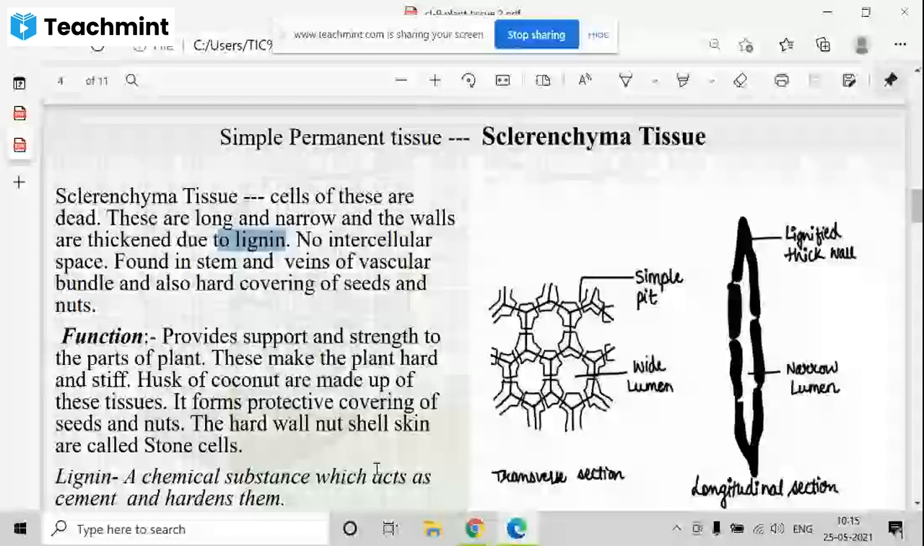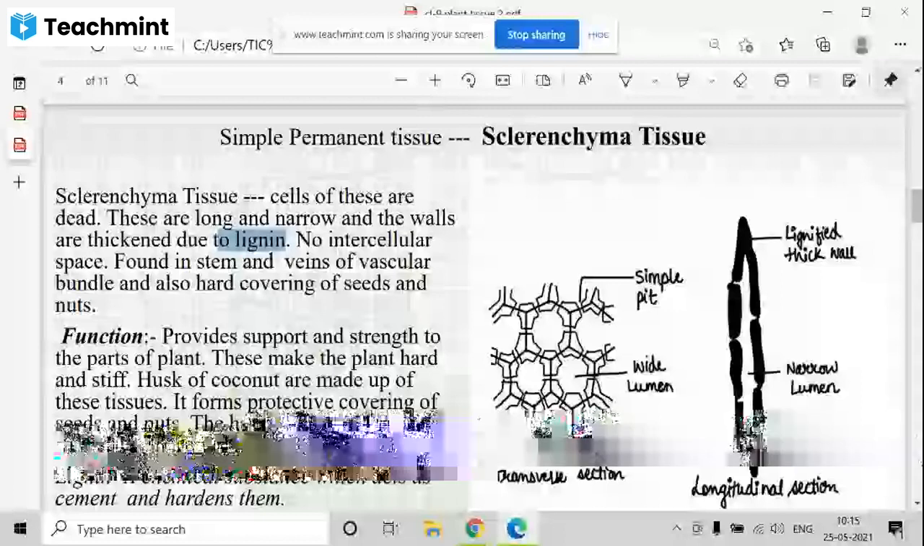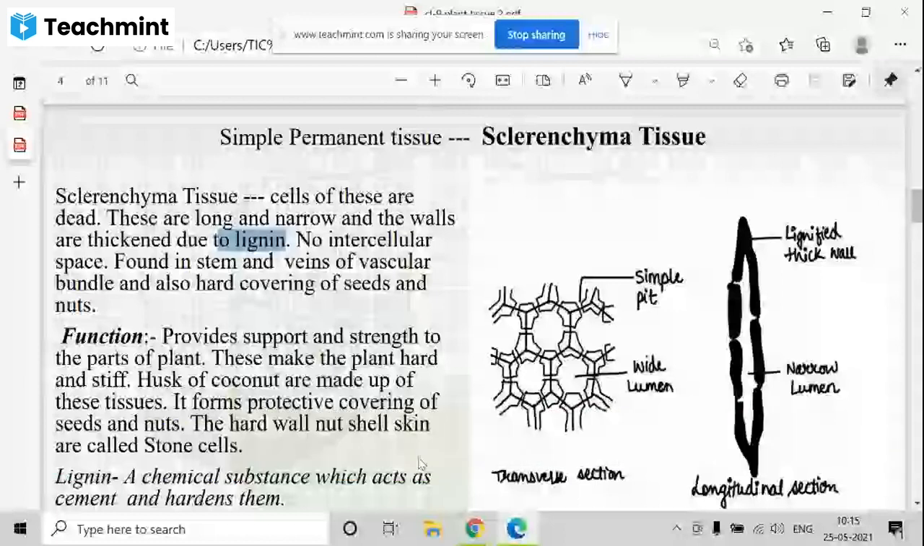Now, it forms a protective covering. These are permanent tissues. They were meristematic tissue, now they have attained a permanent stage. They have become hard and strong, and their functions are specific. They are hard and strong so that they make a covering. That is why their fibers are very hard, not easy to tear out.